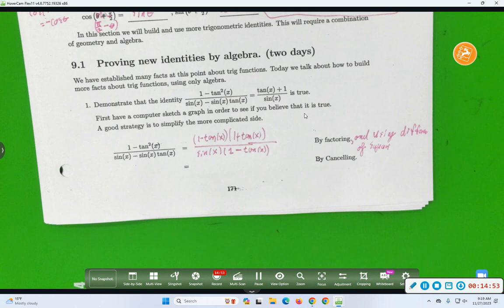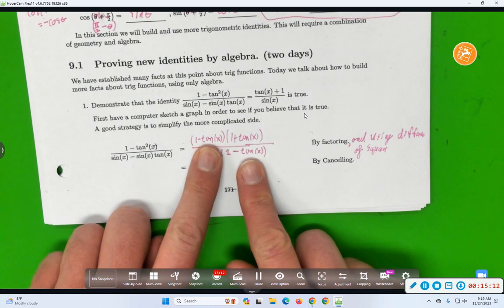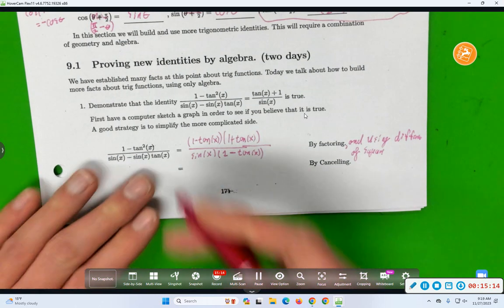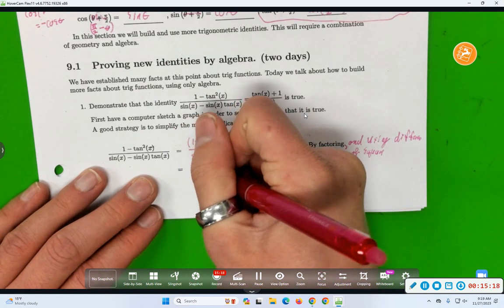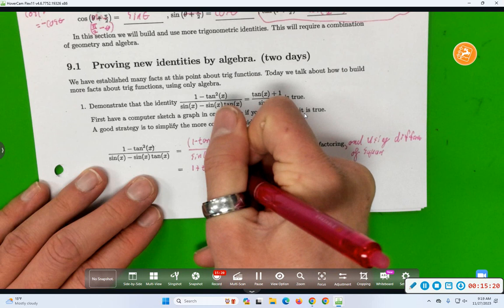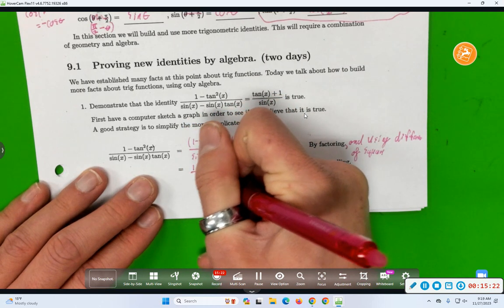So we've just factored the numerator and factored the denominator. The reason that was a sensible choice is in hopes of seeing something that cancels. Do you see something that cancels? Numerator and denominator have something in common? What do they have in common? The 1 minus tangents. Those cancel. By canceling them, we are left with 1 plus tangent of x divided by sine of x.